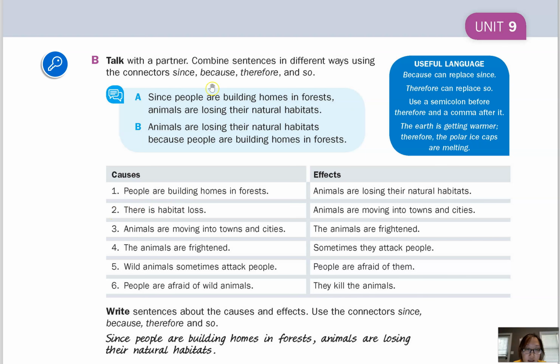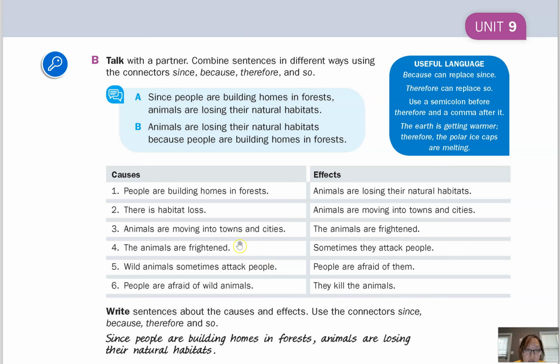For number 2, since number 1 is already here in the example, we can just go ahead and do number 2. There is habitat loss, so animals are moving into towns and cities. Or you can say there is habitat loss, therefore animals are moving into towns and cities. And again, keep in mind that if we use therefore, we need to put a semicolon here and then a comma after the connector. So after therefore. Okay? And we can do the same thing for all of these sentences.